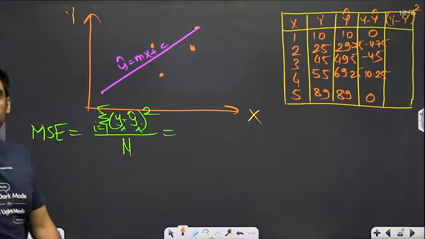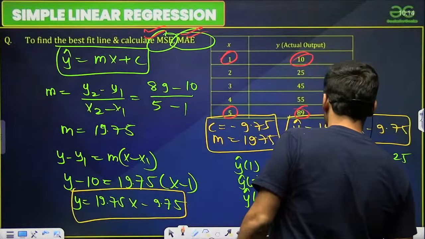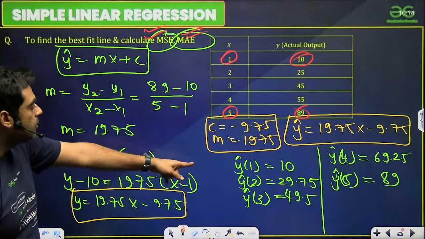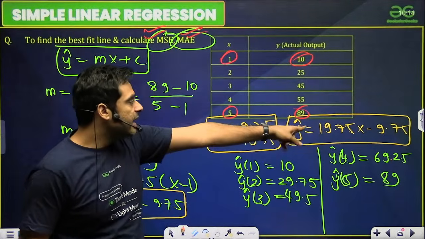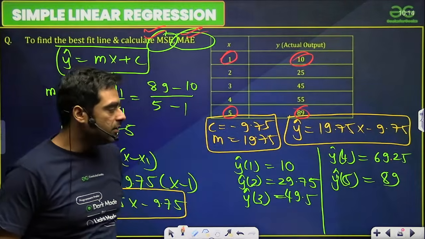Yes, the y hat value is very simple. How to calculate y hat? I have to just put x in this equation. For x equals 1, 19.75 into 1 minus 9.75, that is 10.